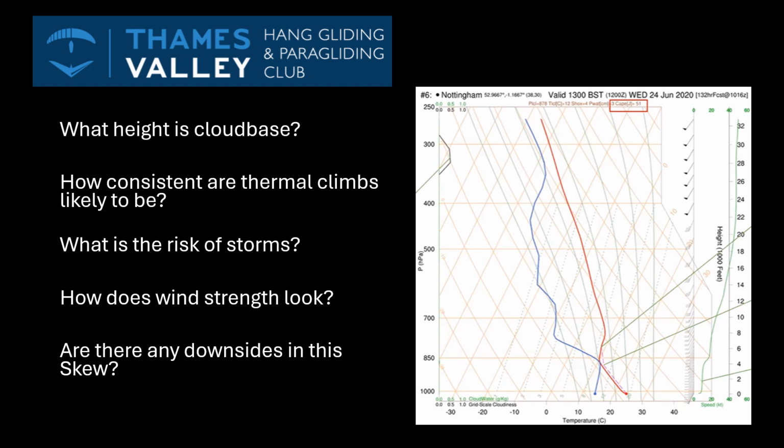At what height do you estimate cloud base might be? How consistent will your climbs be towards cloud base? What is the risk of thunderstorms? And is the wind strength of any concern? Can you spot any downside in this Skew T?